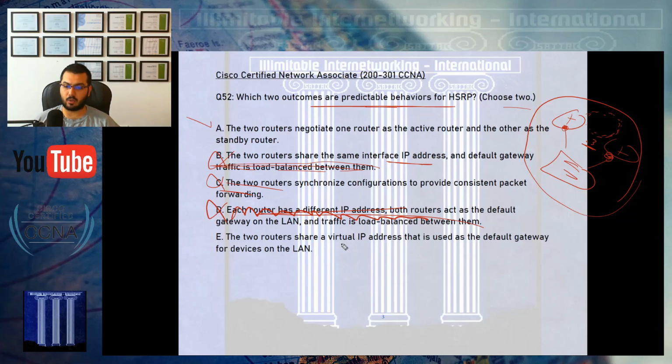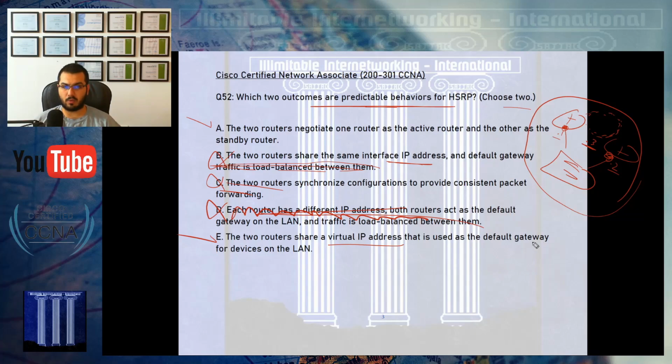The two routers share a virtual IP address. Okay, so far we are good. That is used as a default gateway for the devices in the LAN. That's correct. So imagine that you use the IP address .1 in this router and the IP address .2 in this router. Both of the IP addresses will not be advertised or used as gateways for the devices here, the computers or even switches.